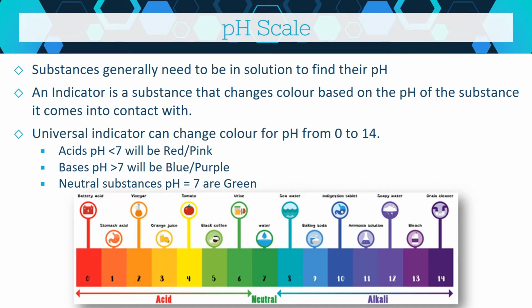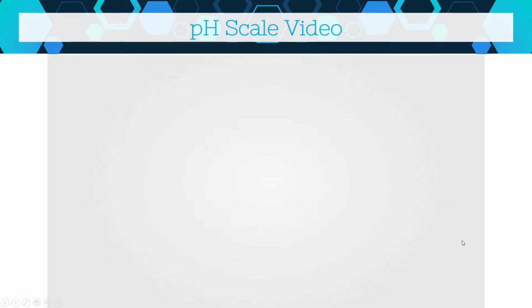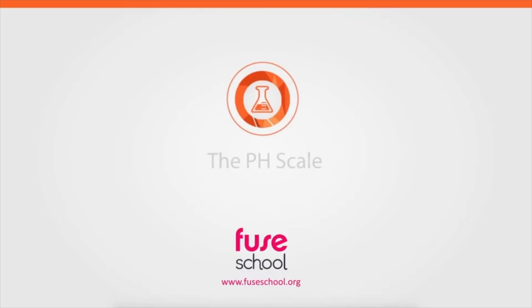So we use indicators to identify the pH of solution, and we do this by looking at the colour that they are. All right, so I've got another video here just on the pH scale, so we're going to play that now.